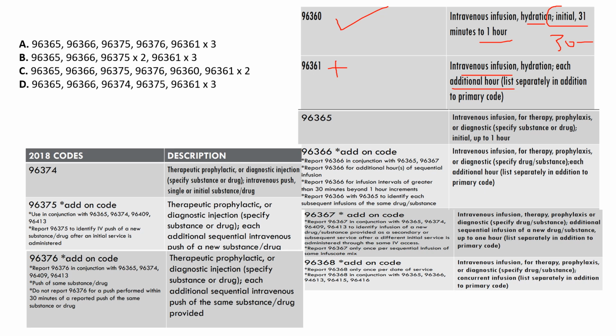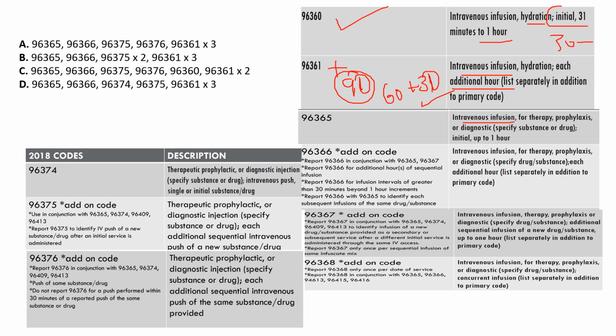To give you an example, say you have 91 minutes of total hydration. In this 91-minute case, you can use 96360 as the primary code and 96361 as one add-on code, because you are getting 60 plus 31 minutes. So you can utilize the add-on code when you get 91 minutes. If I mention only 90 minutes, in this case you cannot use 96361, because additionally you are getting only 30 minutes. So this you should be very clear about. And this is the hydration set.